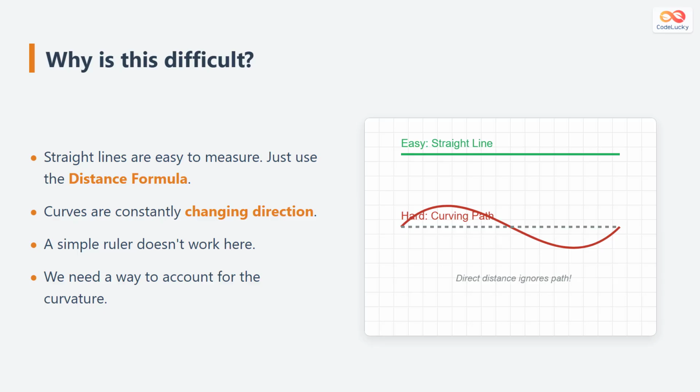Why is this a difficult problem? Well, if we had a straight line, measuring the length would be trivial using a ruler or the standard distance formula. But a curve changes direction constantly. We cannot just draw a straight line from start to finish because that would ignore the actual path taken.